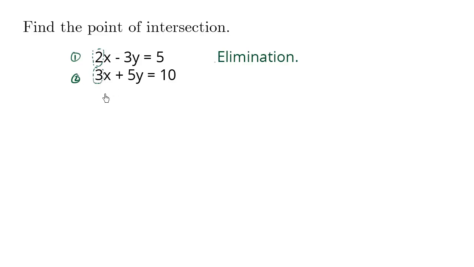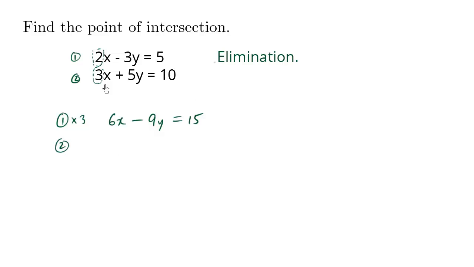What number is the smallest number that 2 and 3 can fit into? And the number that comes to mind is 6. 2 can fit into 6, 3 can fit into 6. So I want to make this into a 6. I'm going to take equation 1 and multiply it by 3. So we get 6x minus, we're multiplying by 3, minus 3y becomes minus 9y, is equal to 15. 5 times 3 is 15.